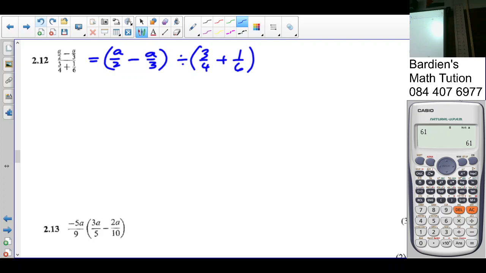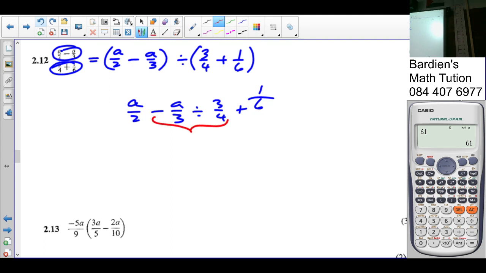That must be sorted out first, yes, absolutely. Would it be right if I left the brackets out? No, we penalized. Because why? According to our understanding, this needs to be done first, then that needs to be done, then you must divide it. If you had a over 2 minus a over 3 divided by 3 over 4 plus 1 over 6, then according to BODMAS, that needs to be done first.